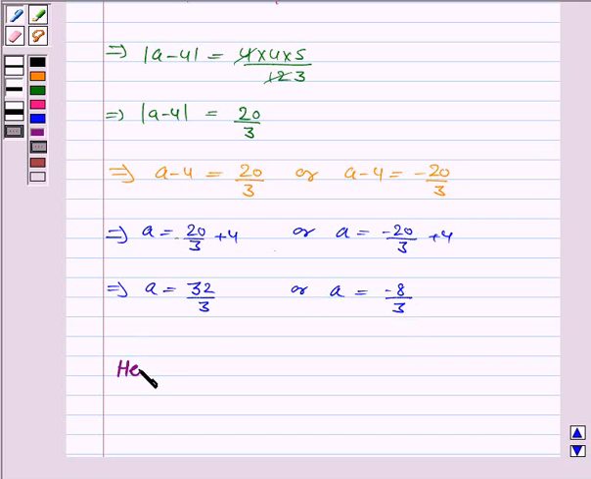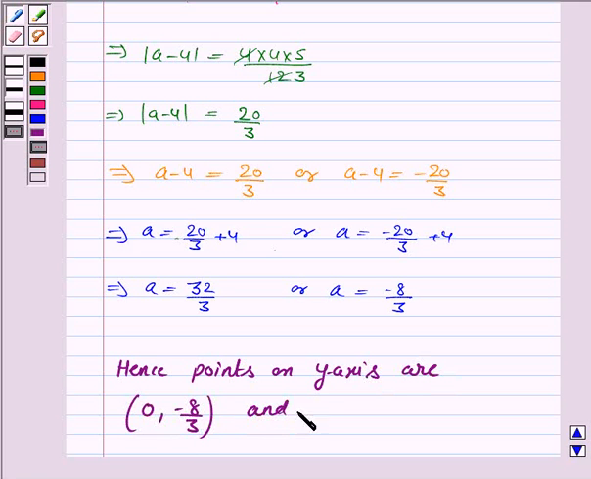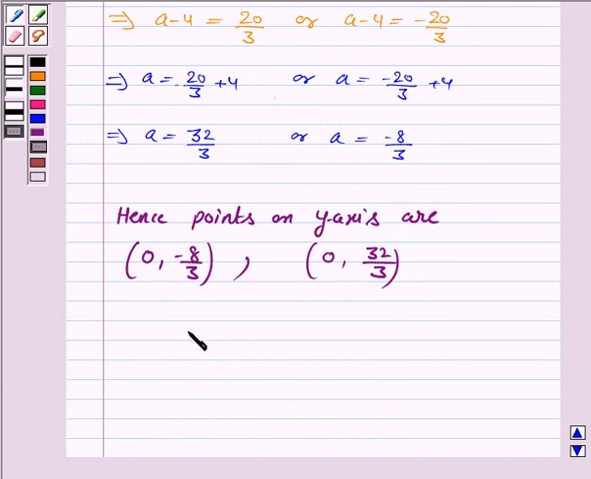Hence, the points on y-axis are 0, minus 8 upon 3, and 0, 32 upon 3. So this completes the question.